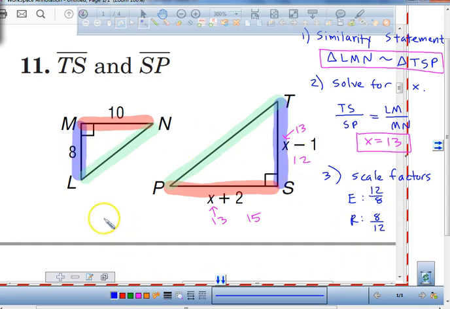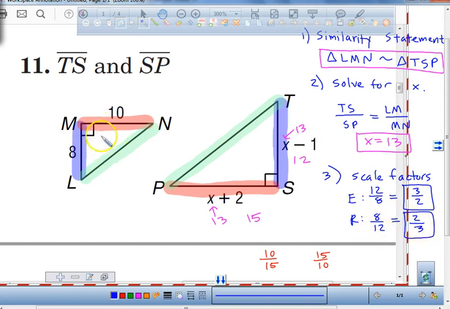You could have compared the what? Red to the red. So you could have done 10 over 15 or 15 over 10. But what does everything reduce to? This one reduces to 2 over 3, and this one reduces to 3 over 2. So your enlargement, everything is multiplied by 3 over 2, or also 1.5. Your reduction, everything is multiplied by 2/3.